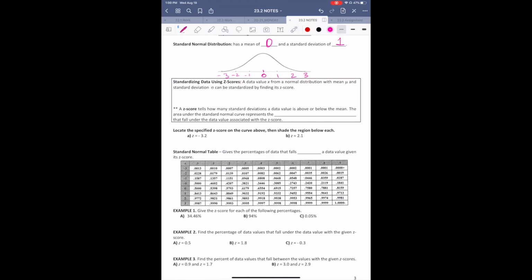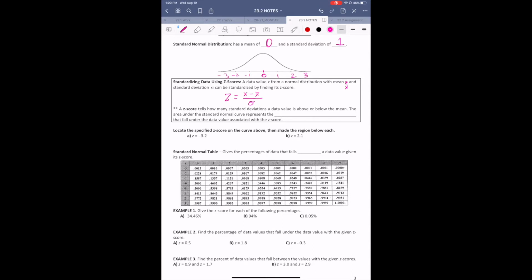So we're going to standardize data using z-scores. A data value x from a normal distribution with a mean, and remember we are using the x bar, so that should be an x bar, and standard deviation of sigma can be standardized by finding its z-score. So what is the formula for z-score? In order to find z-score, you are going to take the data value, subtract the mean, and divide by the standard deviation. This is the formula we're going to be using to identify z-score.